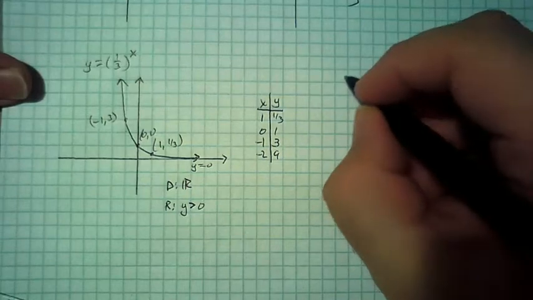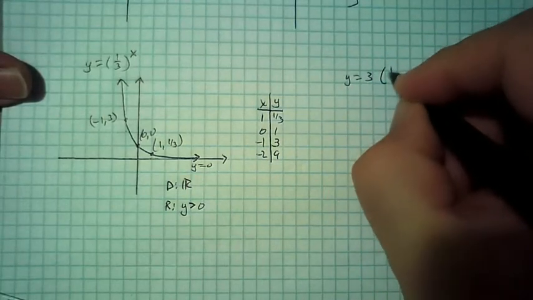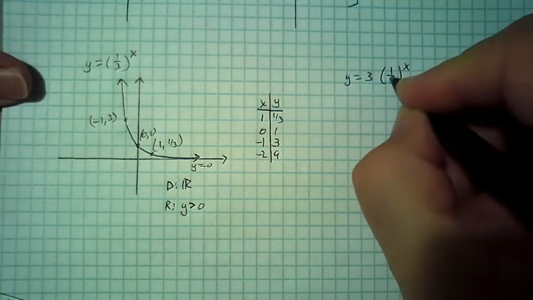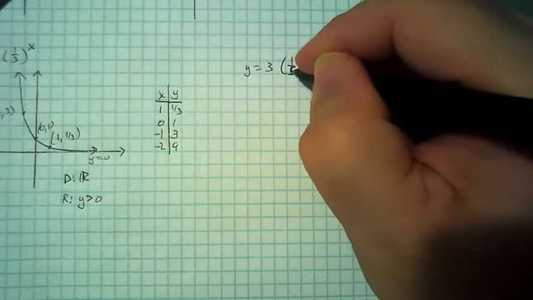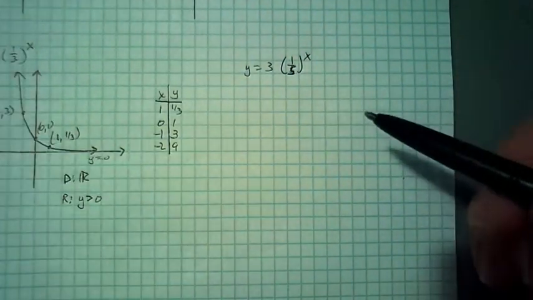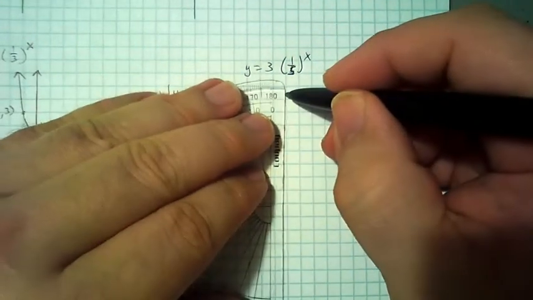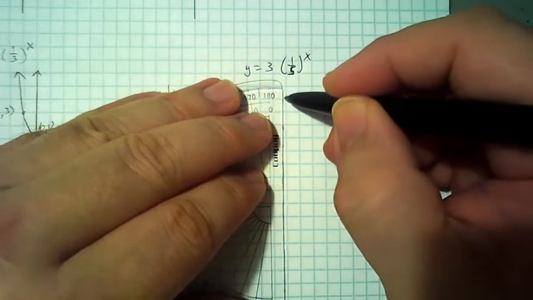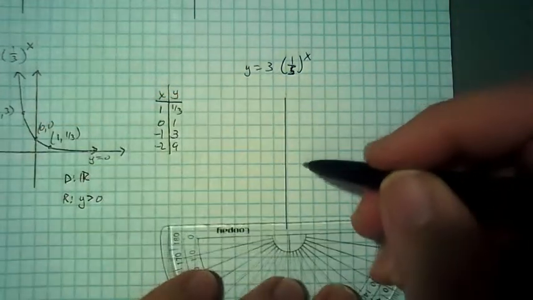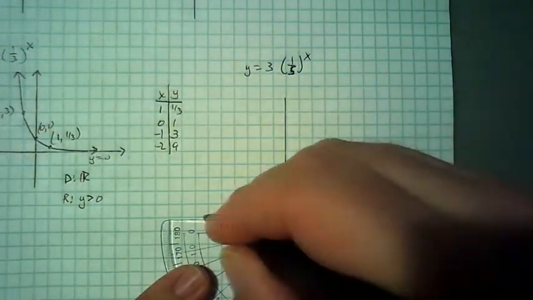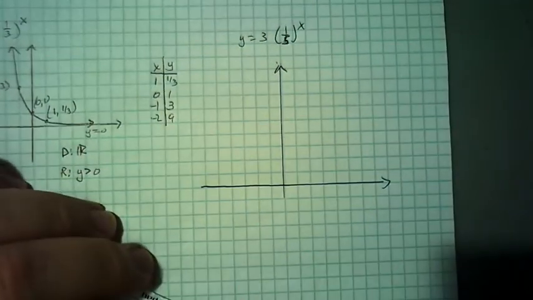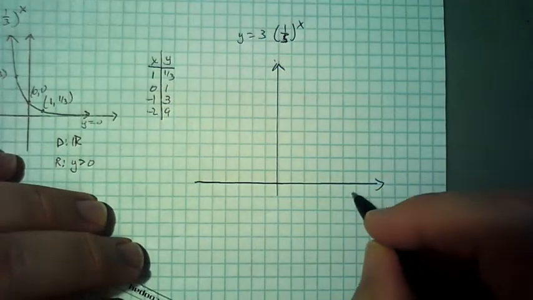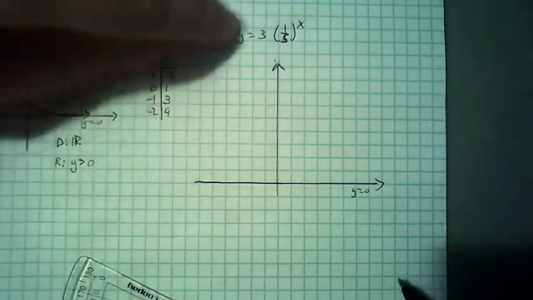Next, y equals 3 times 1/5 to the x. Be careful to not get confused by the order of operations. The 1/5 to the x has to happen first, then we're going to multiply by 3. So don't raise 3 to the x power, that would be a mistake. So we still have no k, which means the horizontal asymptote here is still at 0.